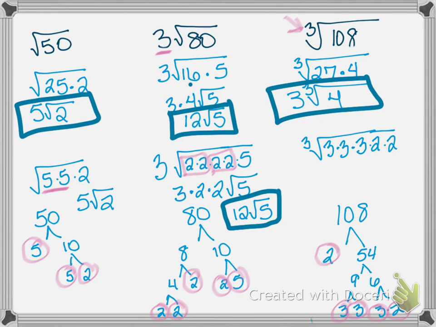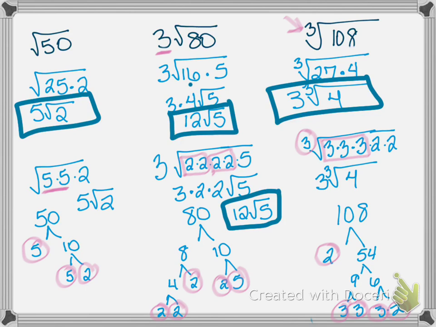Okay? So the prime factorization really is more helpful when you're doing perfect cubes. So I've got a set of three 3's. 3 times 3 times 3. Because I am looking for the cube root, that's why I have to have a set of 3. So I'm going to pull the 3 on the outside, keep my cube root, and I'm left with 4.